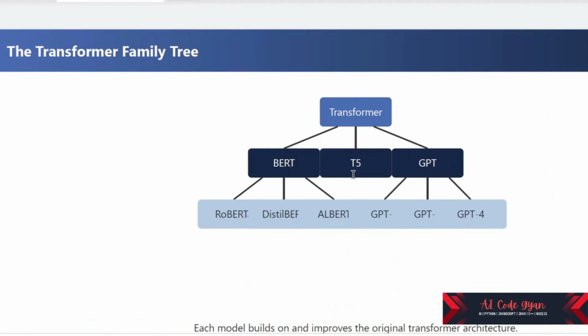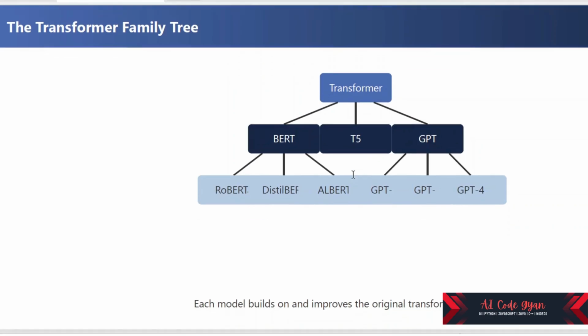Now let us talk about the transformer family tree. The transformer evolved into BERT, the text-to-text architecture T5, and the GPT architecture. And we have modern BERT architectures: RoBERTa, introduced by Meta, and DistilBERT, a lighter mechanism. We have ALBERT, and we have GPT and GPT-4. So these are more advanced mechanisms introduced over time, and that's how we could see generative AI evolve.